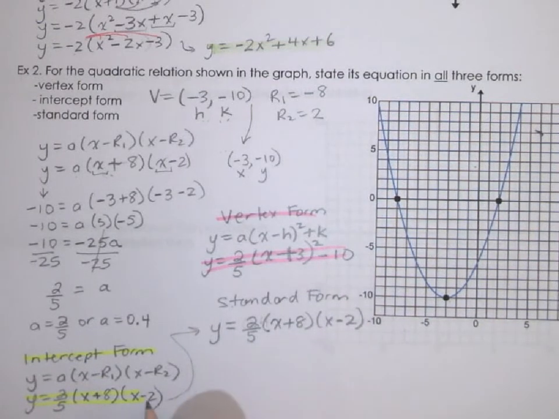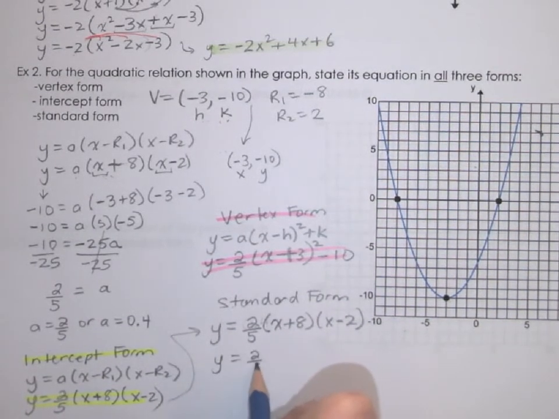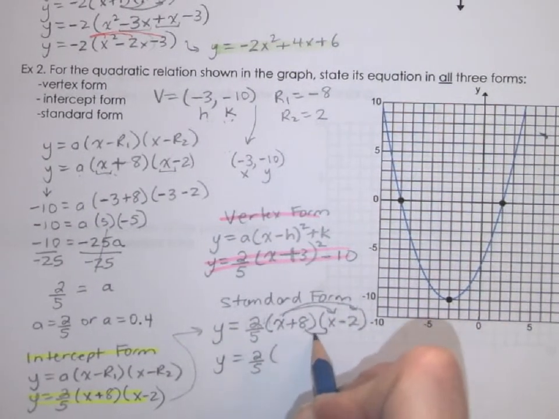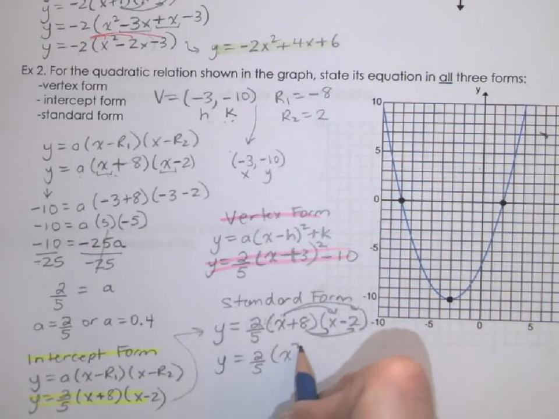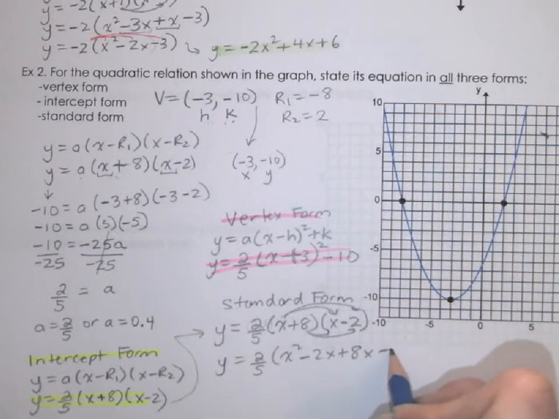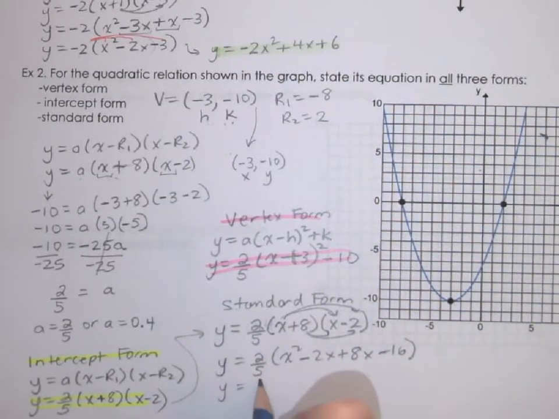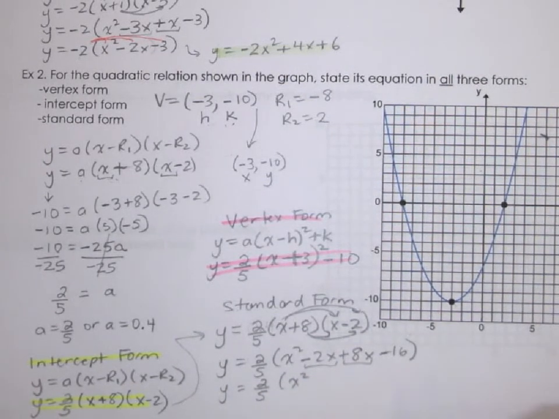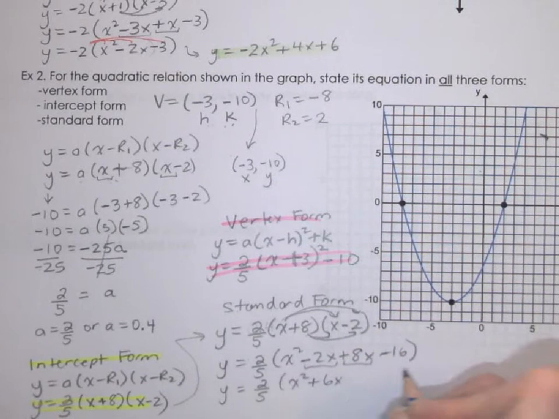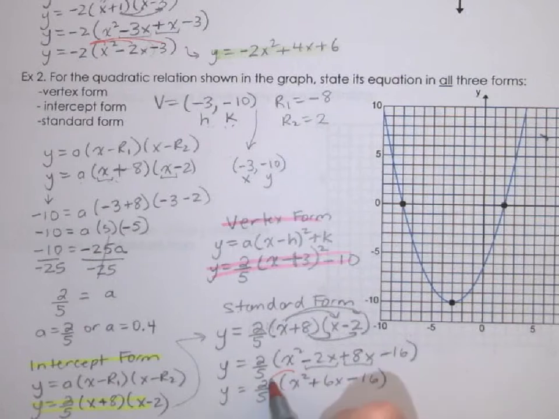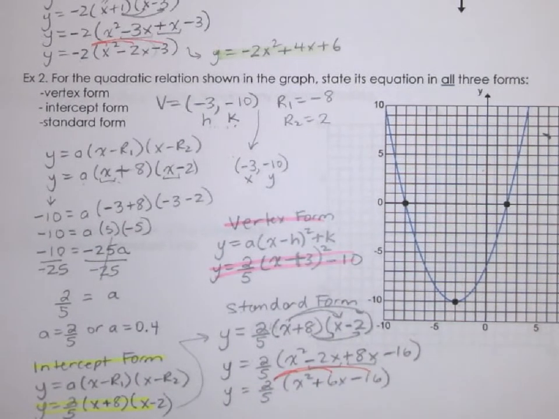Okay, so again, when you use intercept form to turn it into standard form, you want to multiply the 2 brackets together using FOIL first. So that's going to give me x squared minus 2x plus 8x minus 16. And then I'm going to collect the -2x and the plus 8x, which gives me plus 6x minus 16. And then you have to distribute the 2/5, and that's why some people might rather use the 0.4 through all 3 terms there.